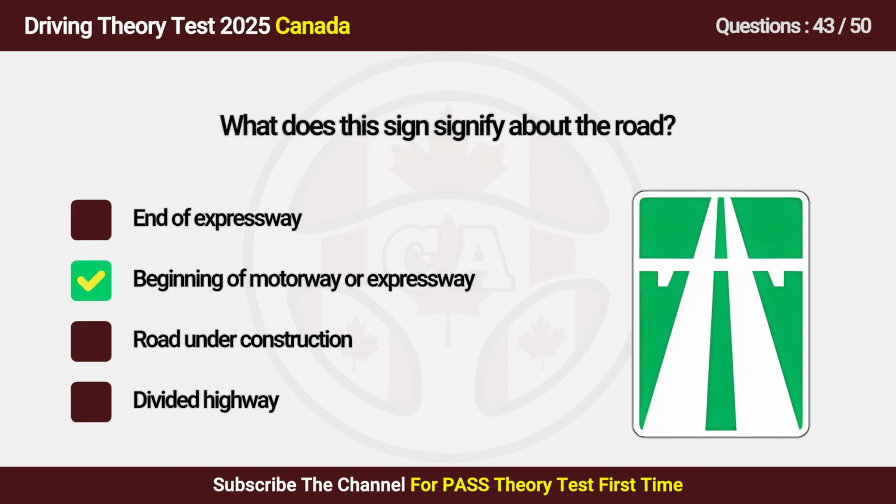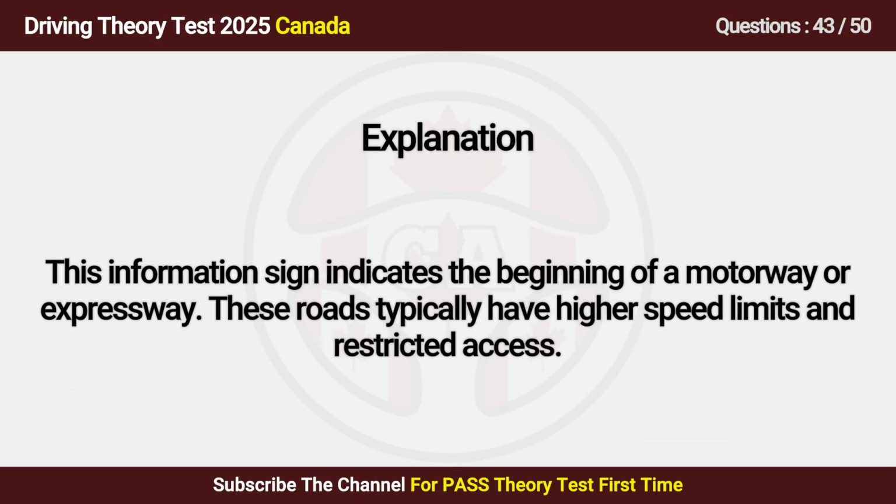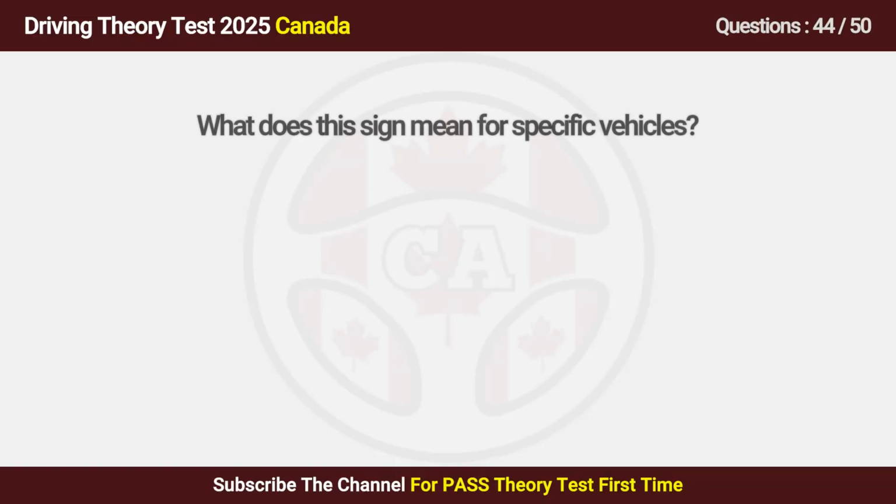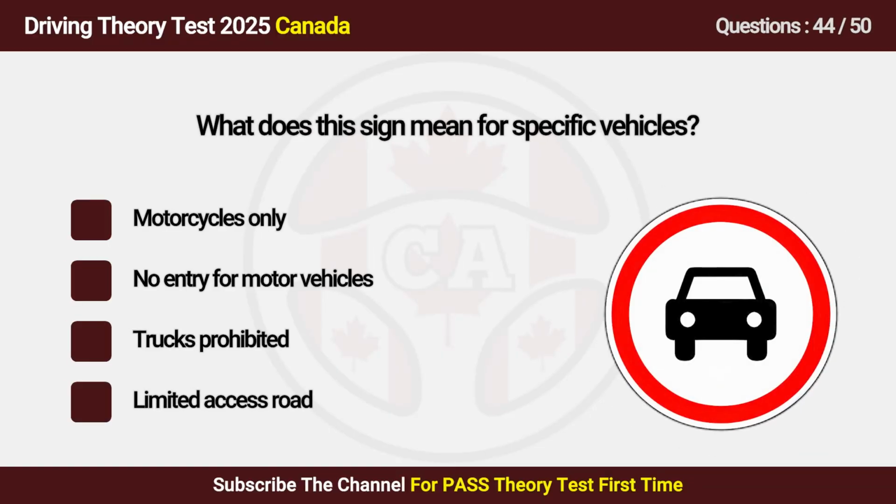Answer is B. Beginning of motorway or expressway. This information sign indicates the beginning of a motorway or expressway. These roads typically have higher speed limits and restricted access. Question 44. What does this sign mean for specific vehicles?